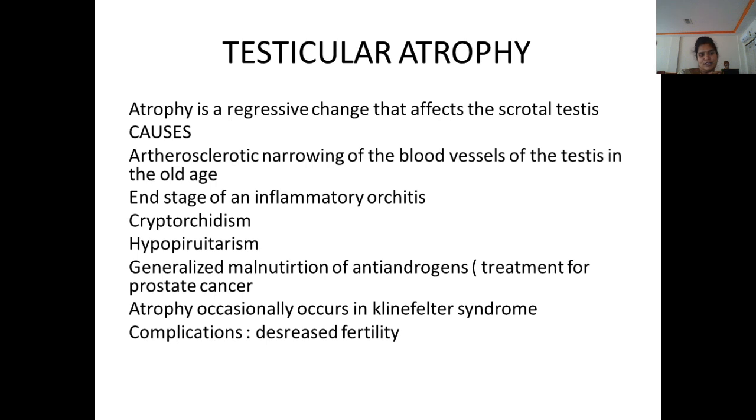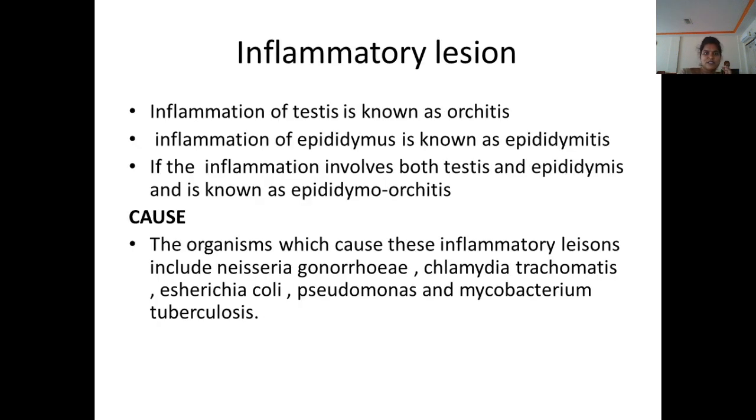And hypopituitarism. Because of the hypopituitarism, the patient may also have atrophy and generalized malnutrition. Atrophy occasionally occurs in Klinefelter syndrome. That also comes. And complications: decreased fertility. So this is about testicular atrophy.